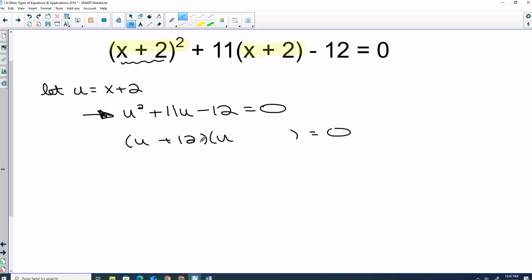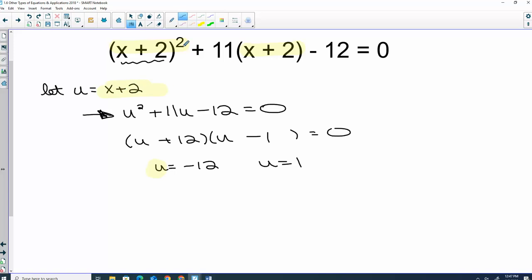12 and negative 1. Okay, so if I set those equal to 0, I get that u can be negative 12 or positive 1. And that was pretty easy, right? But in my original problem, u wasn't my variable. So now we have to go back. What does u stand for?